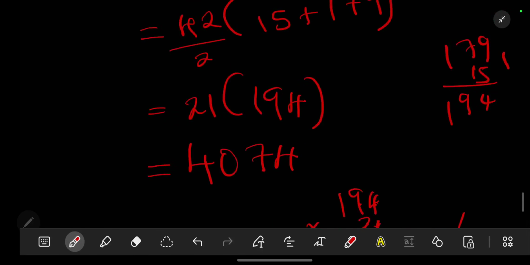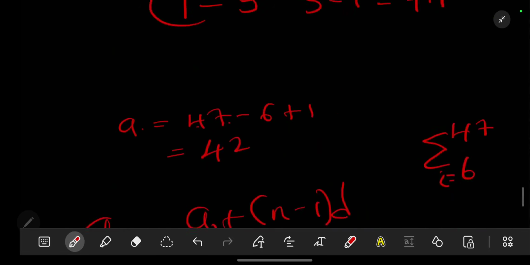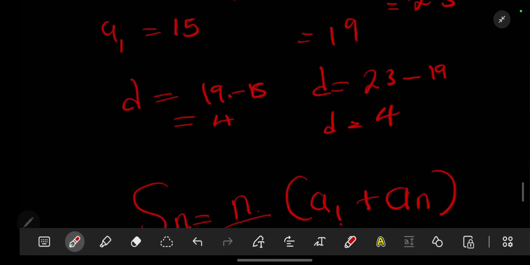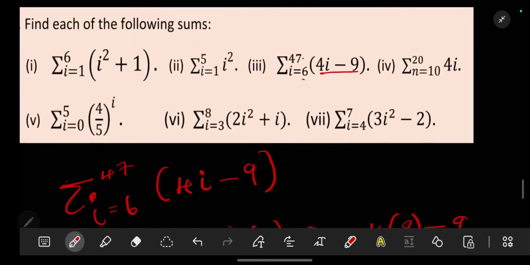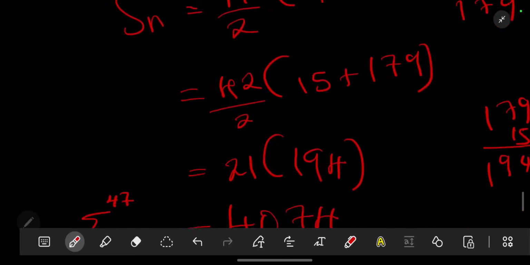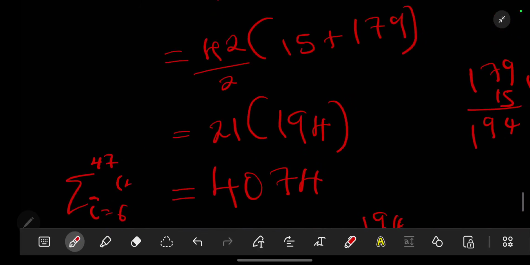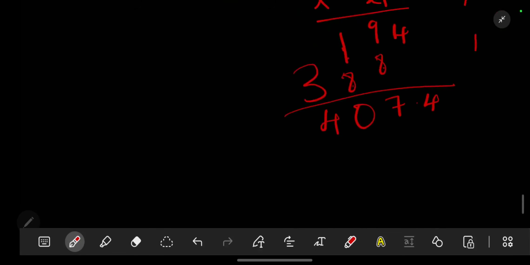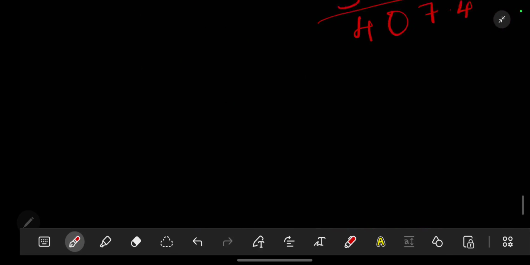So this is our sum of our numbers from i equals 6 to i equals 47, for the equation that was saying, what was the equation saying? 4i minus 9. So that is the sum. Let's look at our next problem.